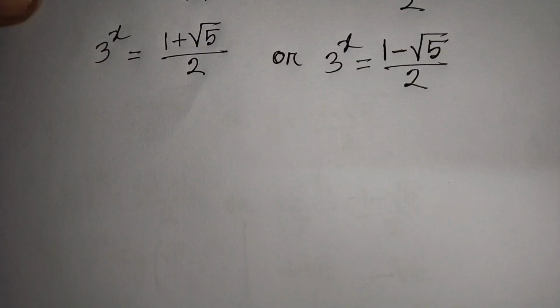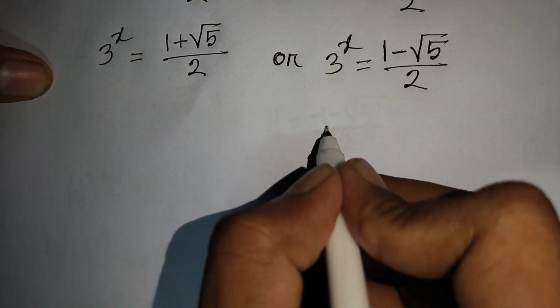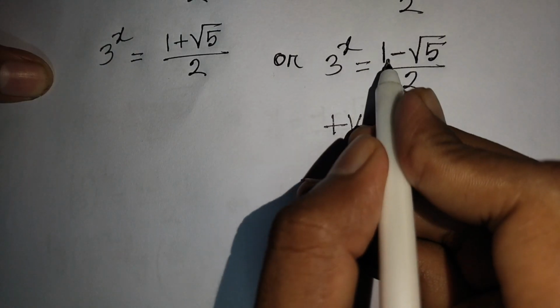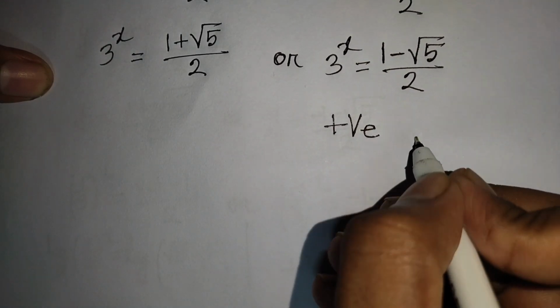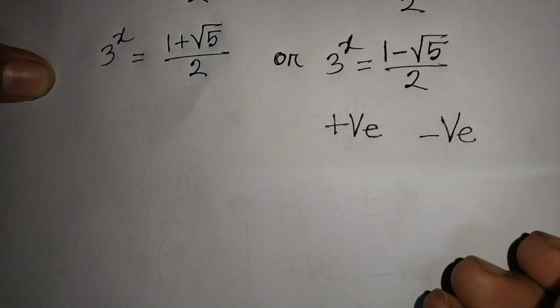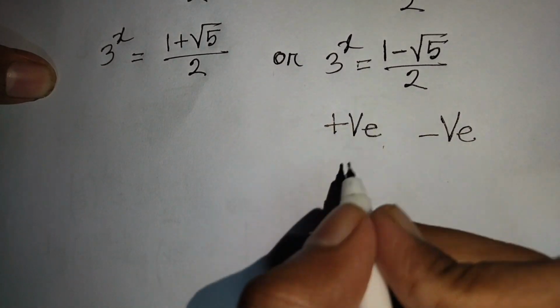Now we see 3 power any number is always positive, but 1 minus the square root of 5 divided by 2 must be negative. So positive cannot be equal to negative. So this is rejected.